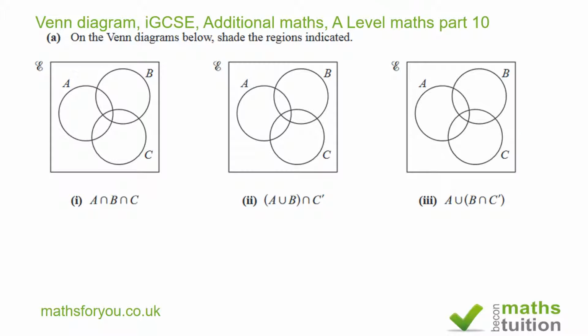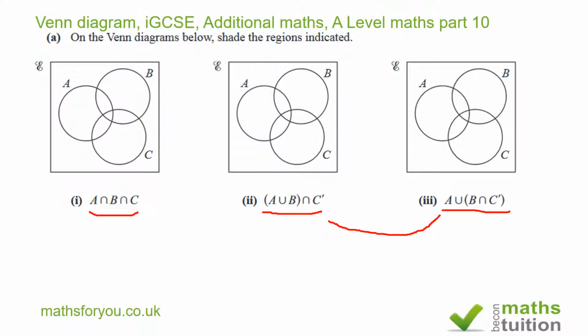It says that on the Venn diagrams below, shade the regions indicated. I've got A intersection B intersection C, and A union B intersection C prime, and A union (B intersection C prime). Now note the similarity between these two there.